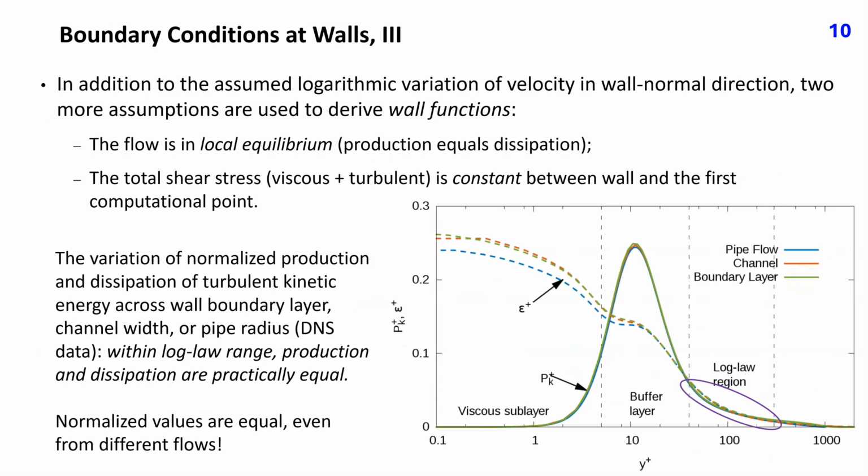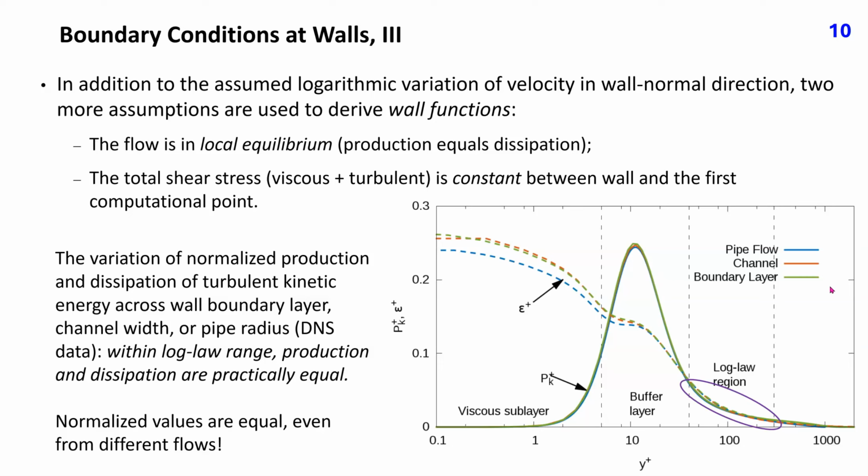In addition to the assumed logarithmic variation of velocity in wall normal direction, two more assumptions are used to derive wall functions. The flow is assumed to be in local equilibrium, meaning that the rate of production of turbulent kinetic energy equals the rate of its dissipation, and the total shear stress, that is, the sum of viscous and turbulent contributions, is constant between wall and the first computational point.